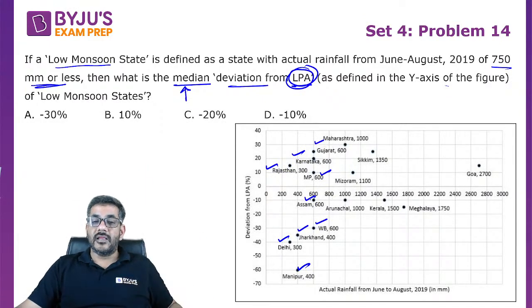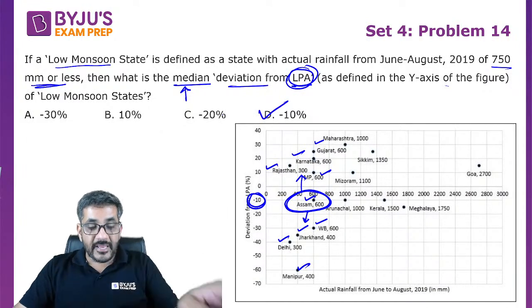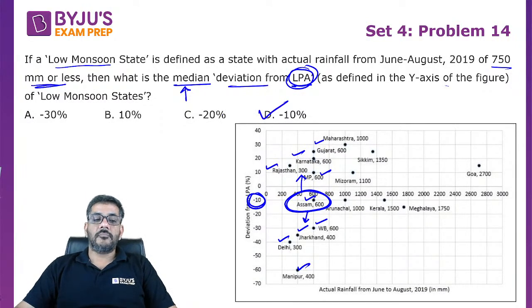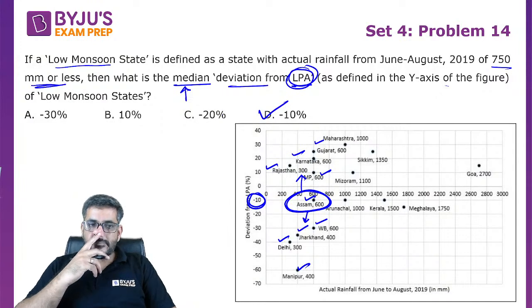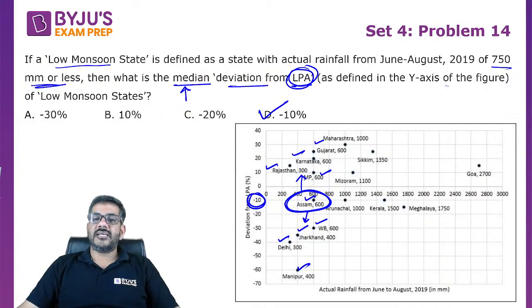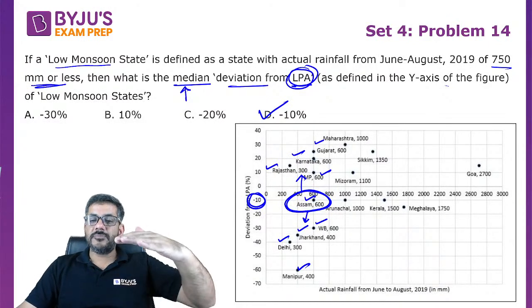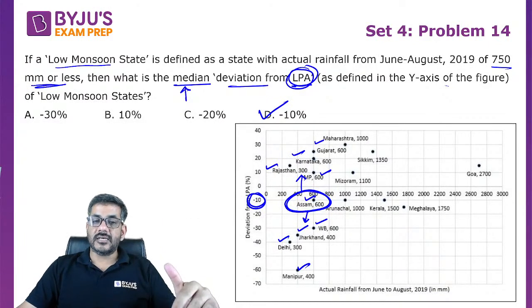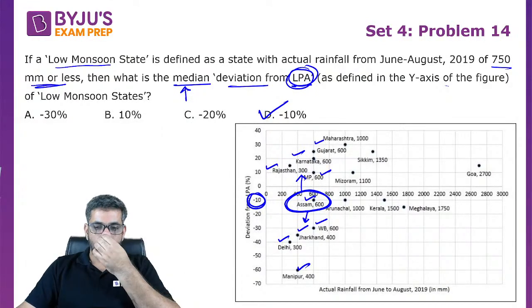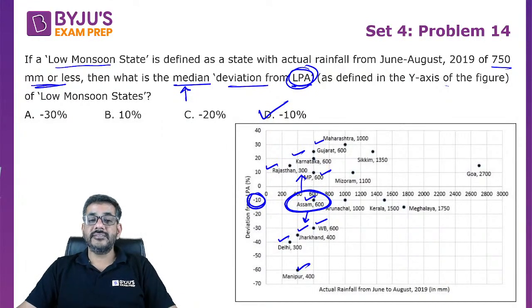Median is the value in the middle. So can I say in the middle we have this figure, which is Assam. There are 4 above it, there are 4 below it, and Assam has a deviation of -10. So therefore the median deviation is equal to -10%. The low monsoon states are a total of 9. Out of those 9, the median by LPA is Assam, and Assam has a deviation of -10. This is what the question was asking us. So -10 is the right answer for this question.